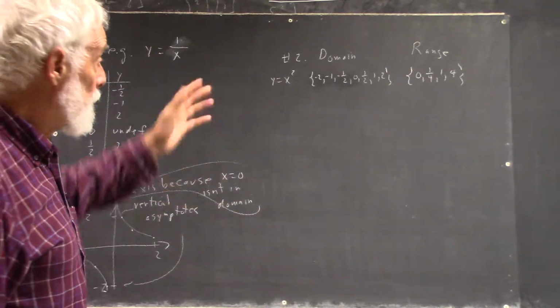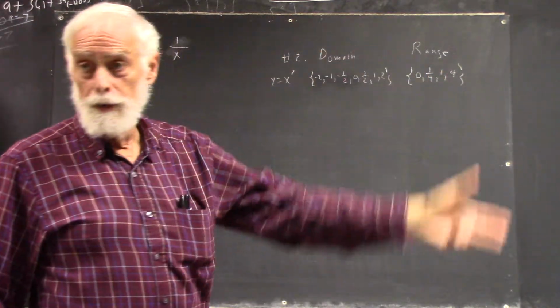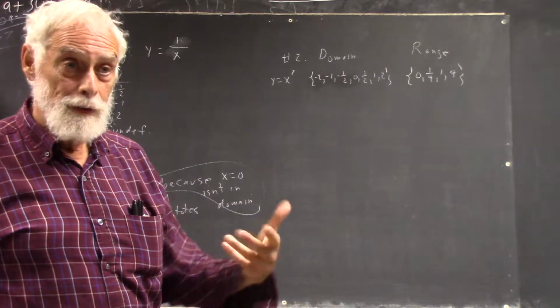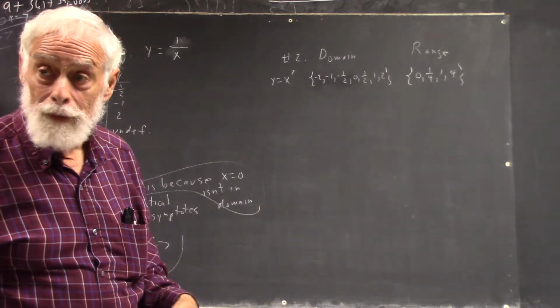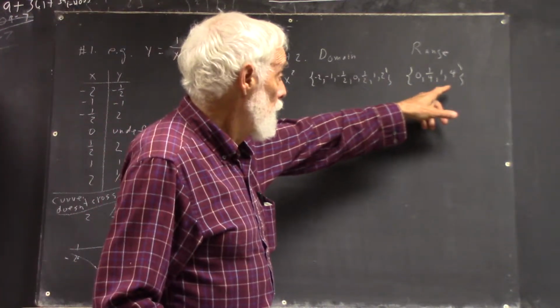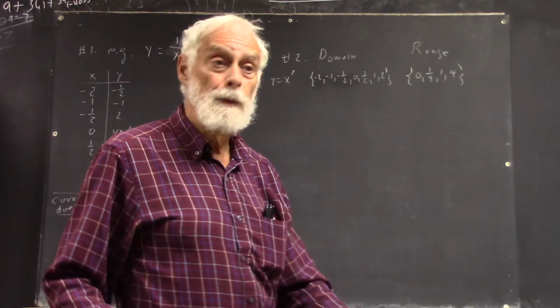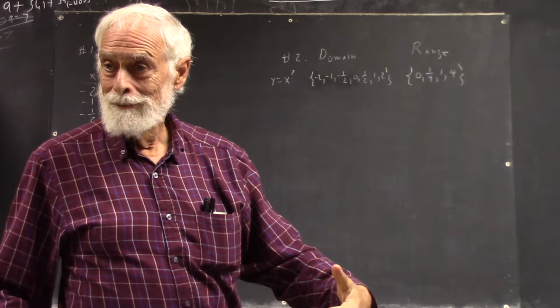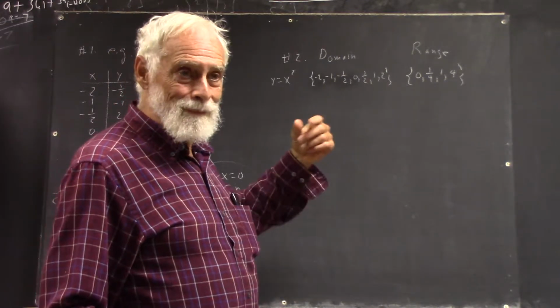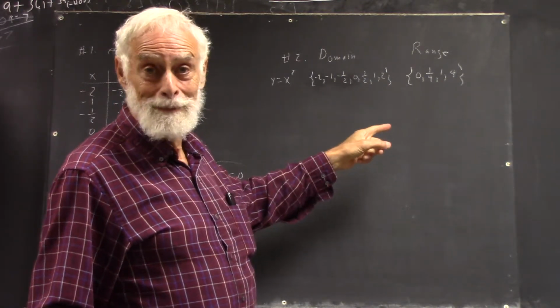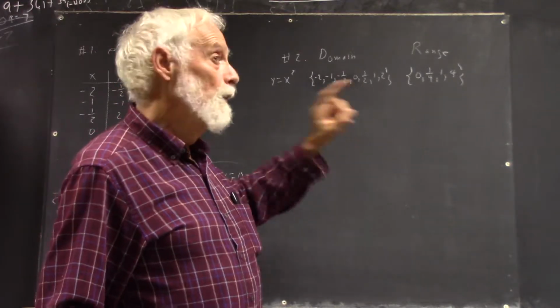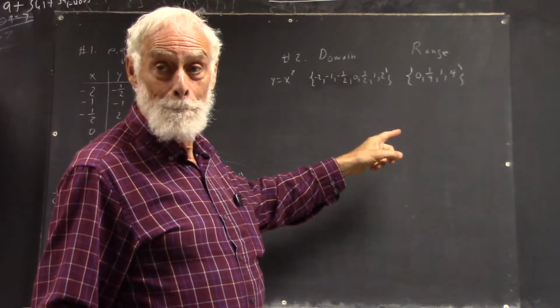If you look at the table for y equals x squared, which you ought to know in your head by now, that was the easiest one probably, you see that those are the only numbers that appear. And you don't repeat them just because they repeat on your table. This is a set. If it's in the set, it's in the set. If 1/4 is in the set twice, 1/4 is just plain in the set. Okay?